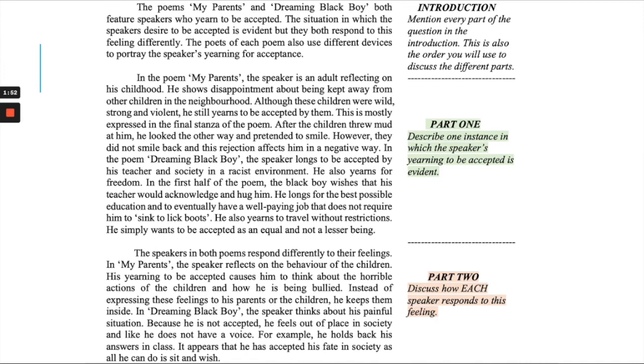In Dreaming Black Boy, the speaker thinks about his painful situation. Because he is not accepted, he feels out of place in society and like he does not have a voice. For example, he holds back his answers in class. It appears that he has accepted his fate in society, as all he can do is sit and wish.